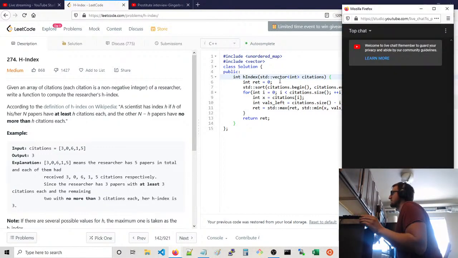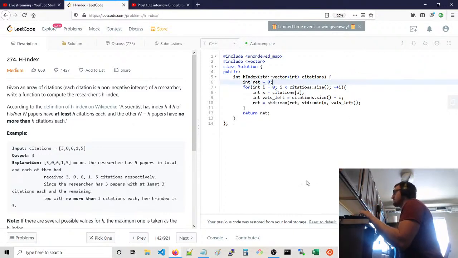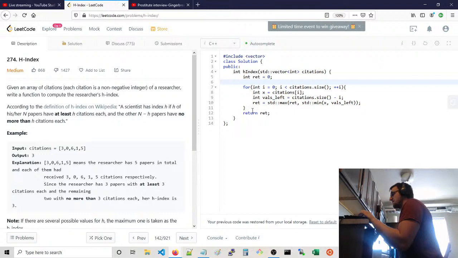So basically, it's like a bucket sort. Yeah, it's pretty much a type of bucket sort. Okay, let's go for it. Just call it V for vector, and we'll say citations of size plus 1, and all zeros initially.